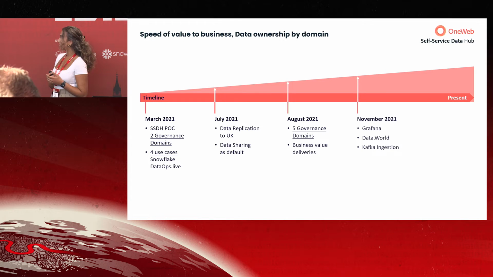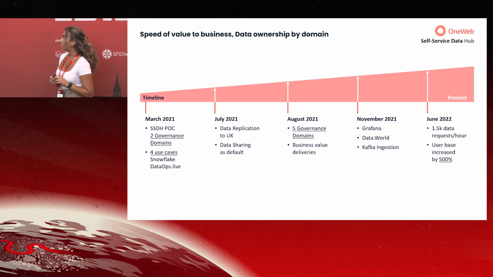There is a nice timeline. So, as I said, March 2021 was when the POC kicked off, and we started with 2 governance domains, and this was based in the US region, and the use cases were mainly around monitoring the service between the ground network and the satellite. Then in July 2021, the data was moved to the UK and data sharing was seen as a default.